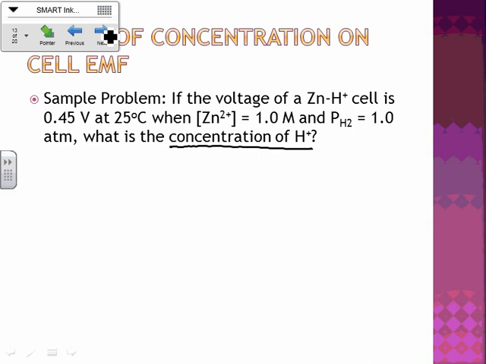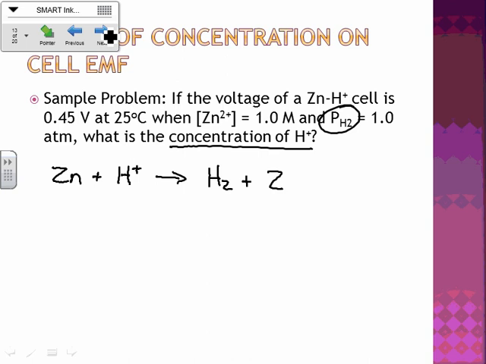So first thing that we should probably do here is write the actual reaction that's taking place. If we have a zinc H+ cell, then what we've got going on is zinc plus H+. And what is that going to do? Is it going to do anything? If it does anything, we'd make hydrogen gas, right? Now, it's probably going to, because they're giving us the pressure of the hydrogen gas, right? Plus zinc 2+, all right?